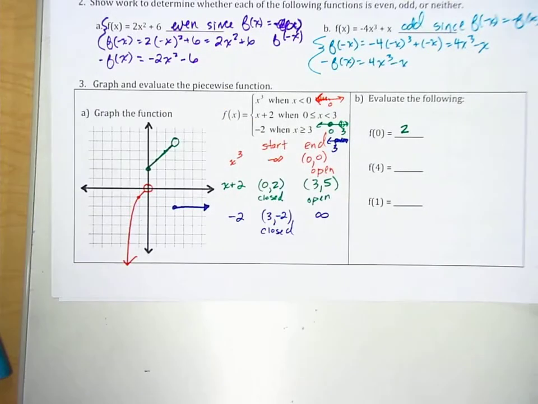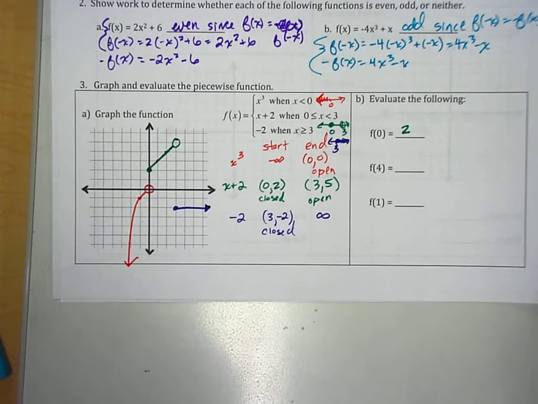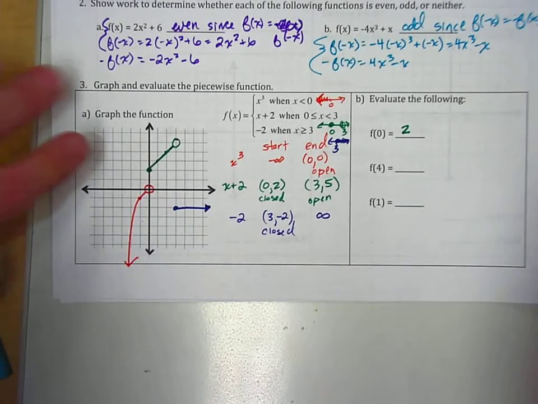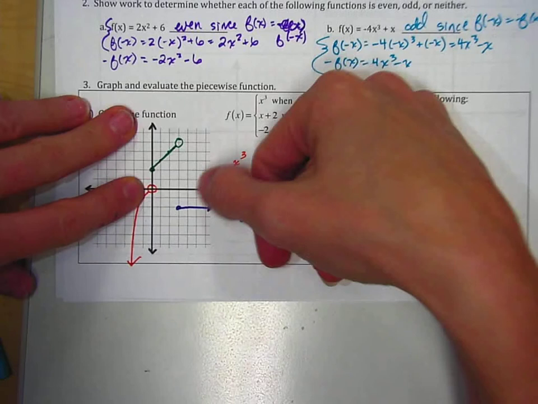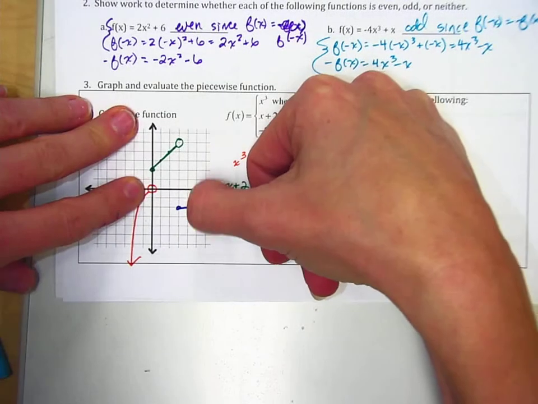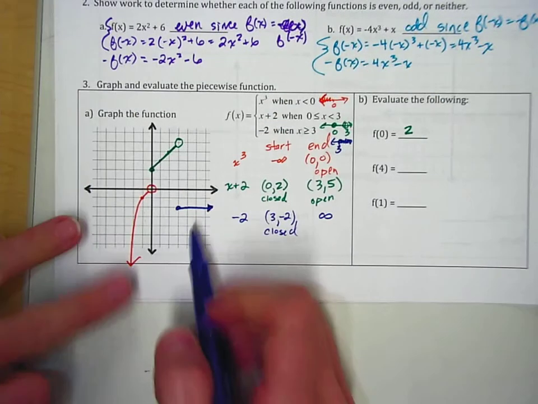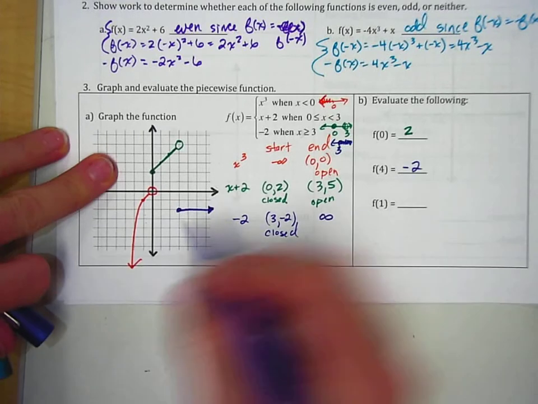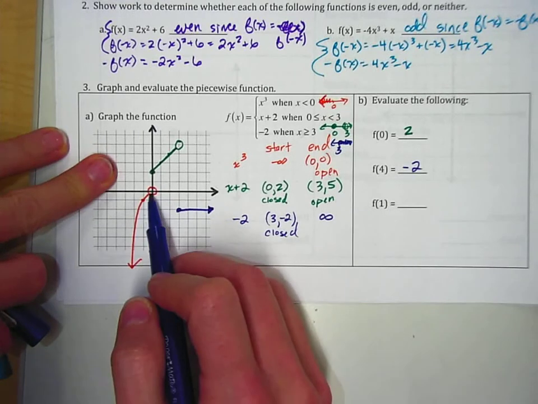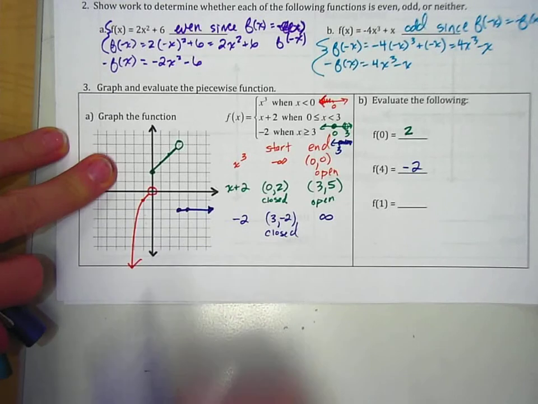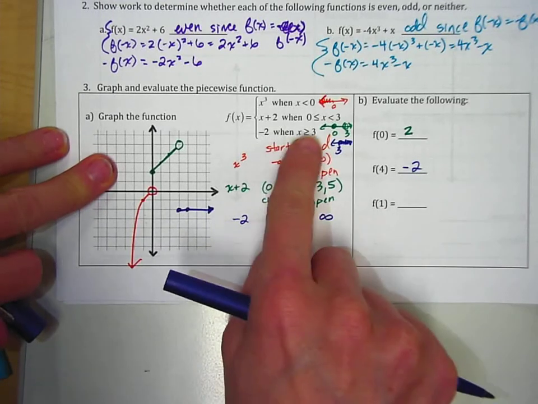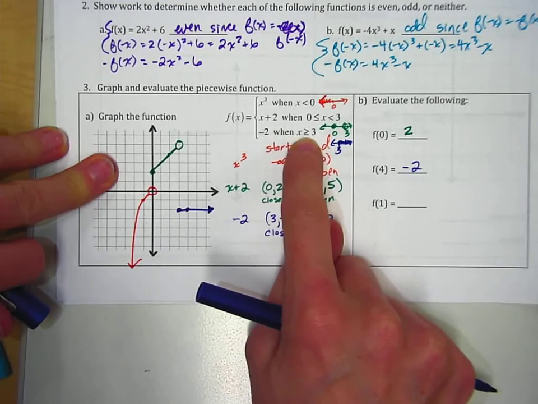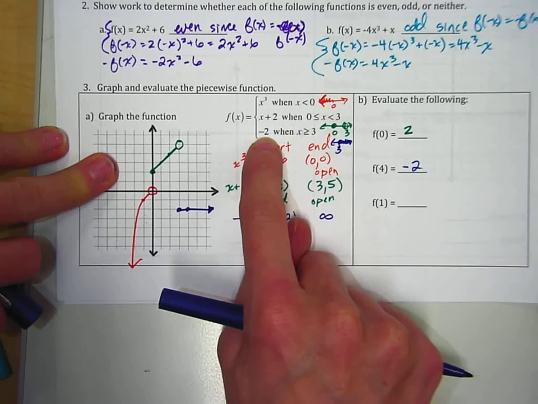For f of 4, we do the same thing. We can look over here. So if I have x equals 4, that's right here, and I can see that my answer is negative 2 when x equals 4. So I'm looking for that point for negative 2 here. Or we can come over here, and 4 is in this domain, x greater than or equal to 3, and then you can see the answer is negative 2.